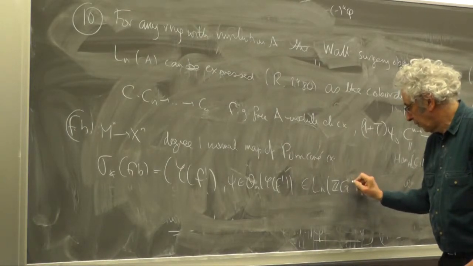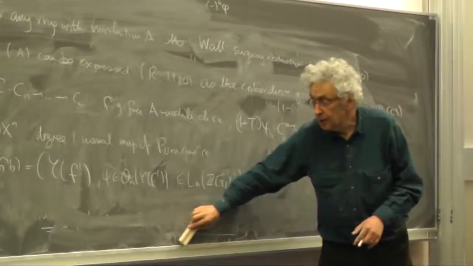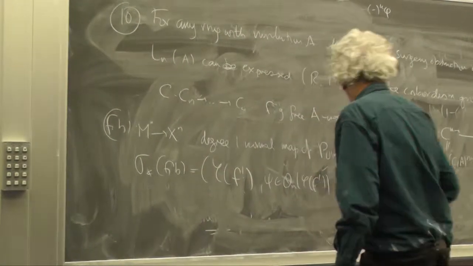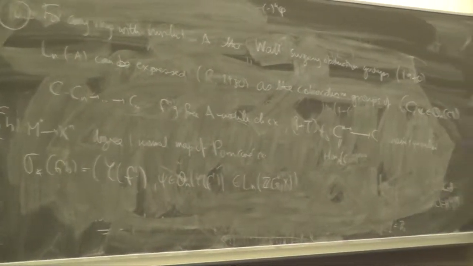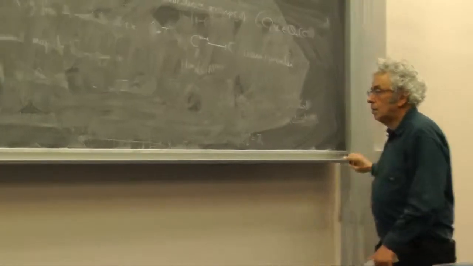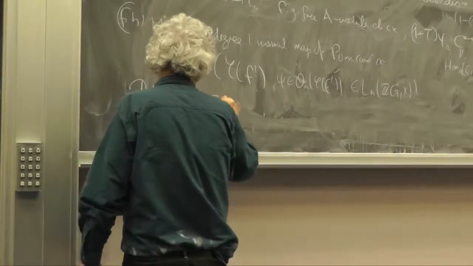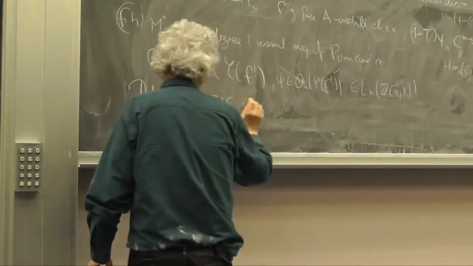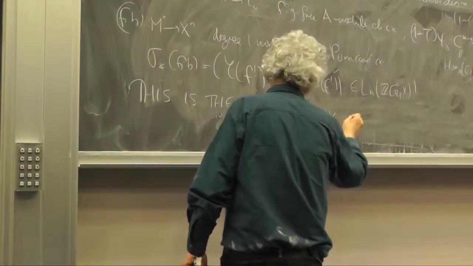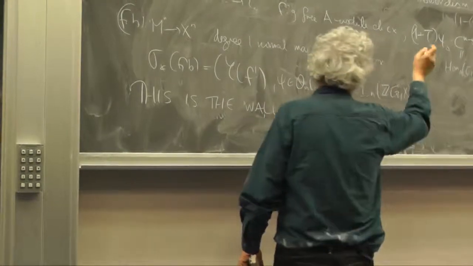The only thing to be careful of is what A is. A, if you allow yourself the universal covers, is Z[pi_1(X)]. So this is the definition of, let us call it, the Wall surgery obstruction.